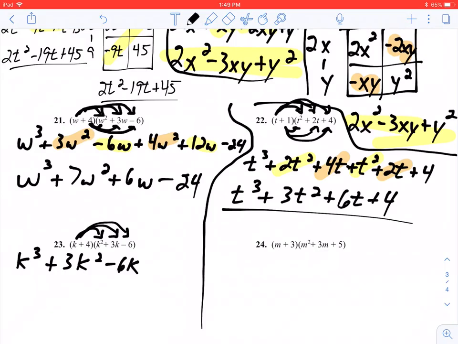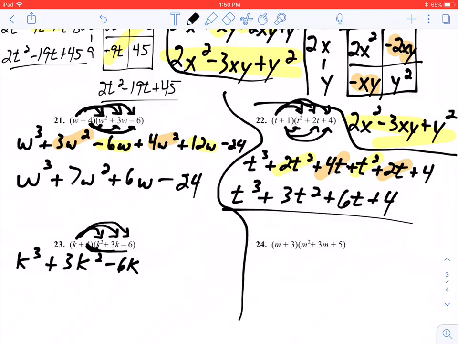Now we have to distribute this 4 to all three things. Like that. I ran out of room a little bit. Apologize for that. So I'm going to rewrite this line here a little bit better. Okay. So 4 times k squared is 4k squared. 4 times 3k is 12k. And then 4 times negative 6 is negative 24.